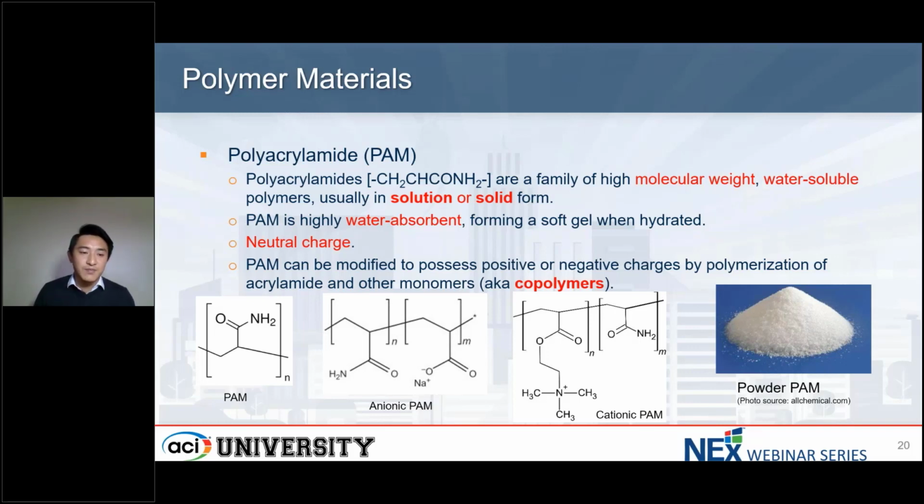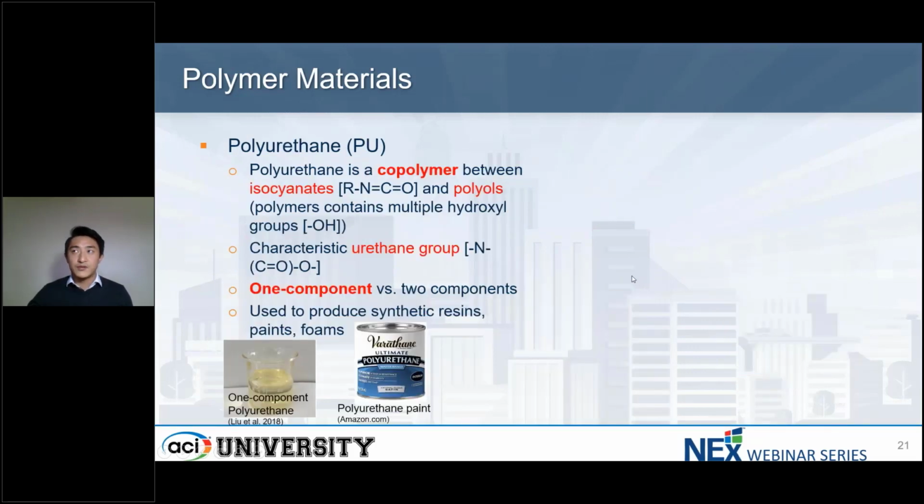This is because even if they call it PAM, they are actually a copolymer of acrylamide with other monomers. And if you remember the structures, they are actually acrylic acid and its derivatives. So these are the polymers that have been used to produce different copolymers.